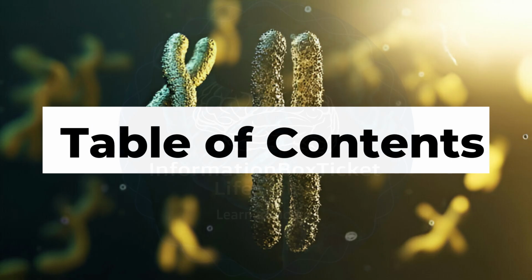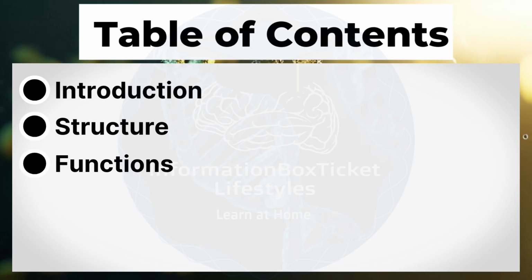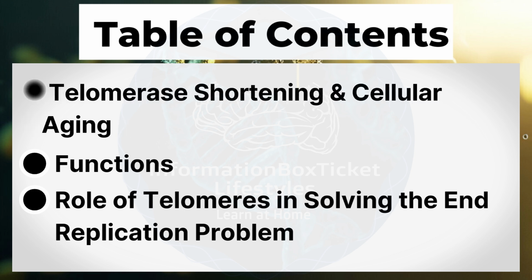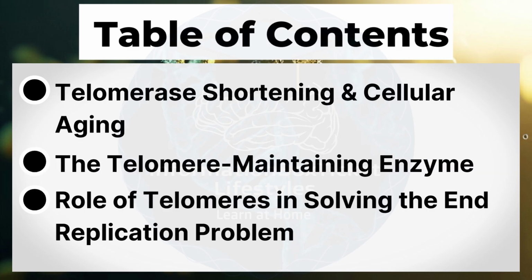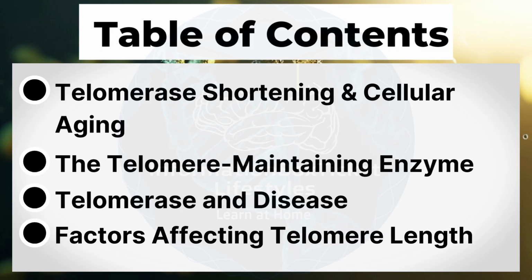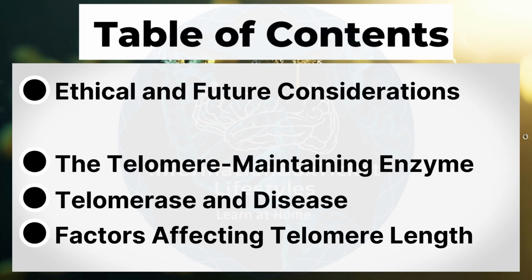Table of Contents. Introduction to Telomeres and Telomerase. Structure of telomeres. Functions of telomere. Role of telomeres in solving the end replication problem. Telomerase shortening and cellular aging. Telomerase, the telomere-maintaining enzyme. Telomerase and disease. Factors affecting telomere length. Ethical and future considerations. Conclusion.